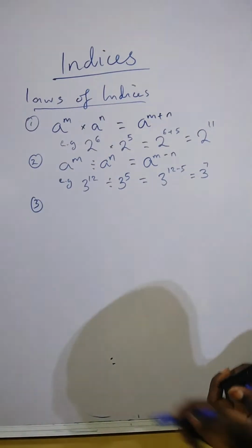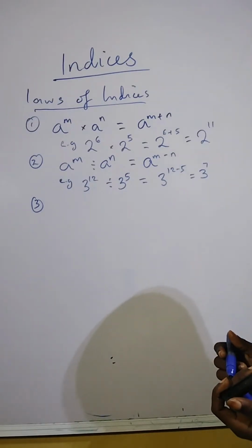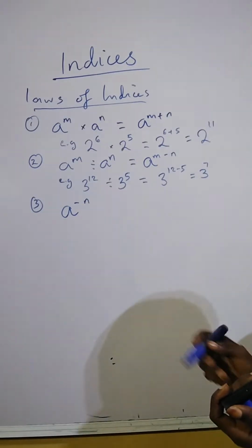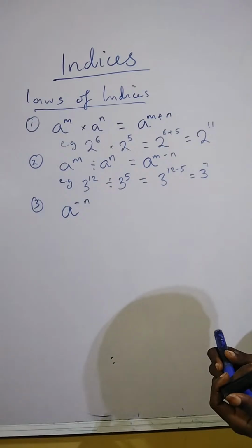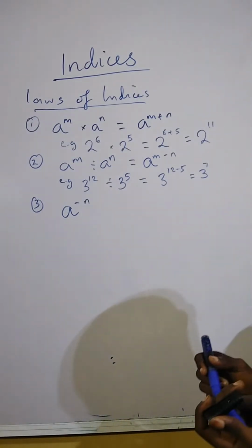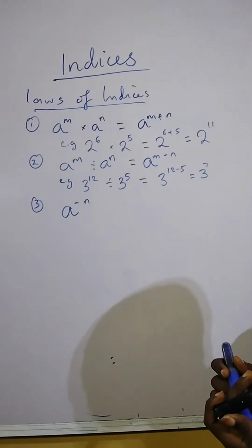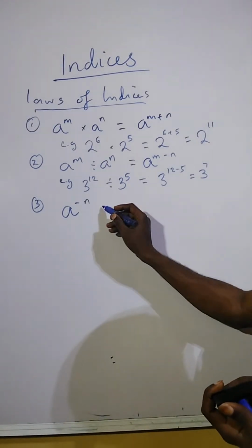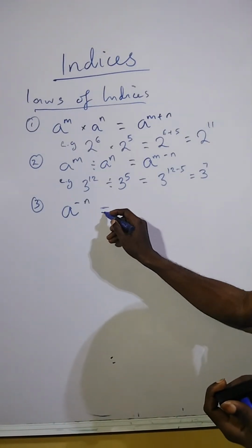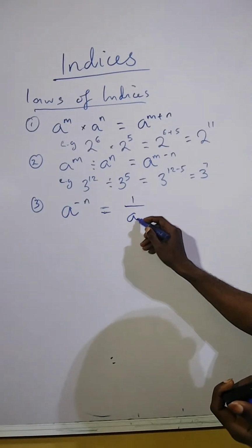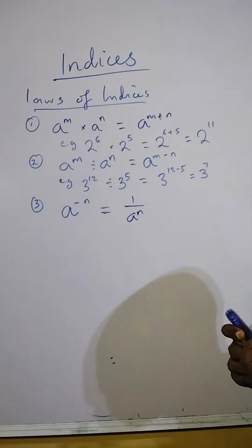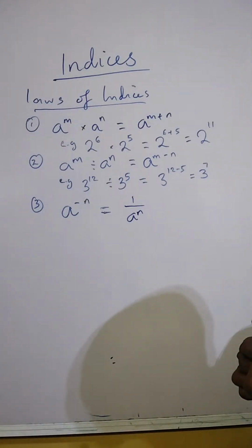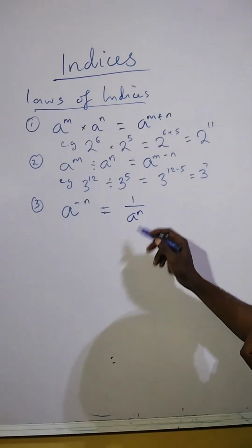Then number 3, we also have, when we have a raised to power minus n. This is called negative index because of this minus. So this is going to be 1 over a raised to power n. This law in indices is very important. This negative here is the one that becomes the reciprocal, which is 1 over a raised to power n.